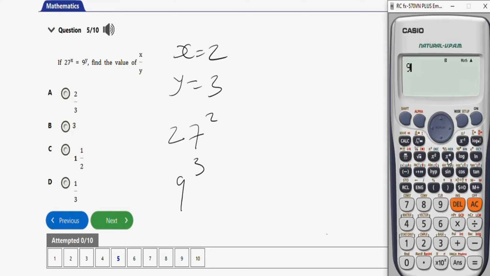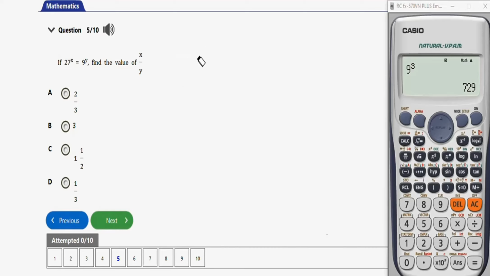So 9 cube, 729, you see? So when x is 2, y is 3 is the right option for this question, which is option A. So when you express the value of x over y, you're going to have this option where x is representing 2 and y is representing 3. So it's as simple as this. That's it for this question 5. So we are making progress. Let's remove this now and solve the next question, question 6.